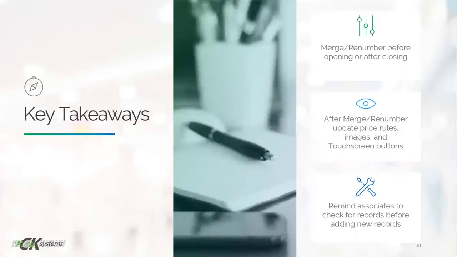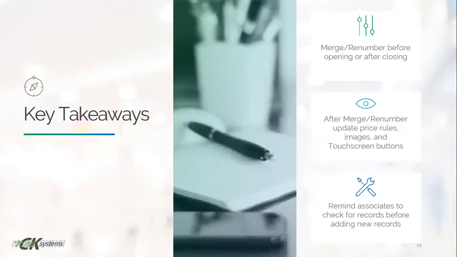Pretty easy. So your takeaways after this session, you'll know how to merge and renumber, and you'll do it before or after closing. After you're done with merge or renumber, remember to update your price rules, your images, your touchscreen buttons.